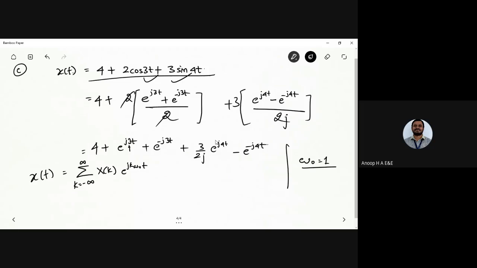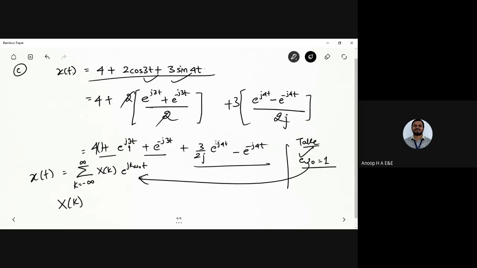All right, so once you have e power j k omega naught t, the value of k is not equal to 1. Observe very carefully here, the value of k is not equal to 1. The value of omega naught will be equal to 1 here. All right, so that is one thing you need to observe carefully. Okay, so take the value of omega naught on comparing this equation. Omega naught would be equal to 1, and if you expand this, then you are going to get the values of the complex Fourier coefficients.